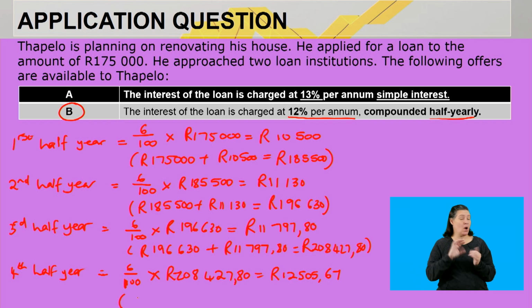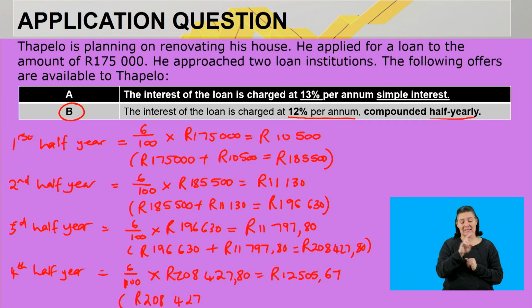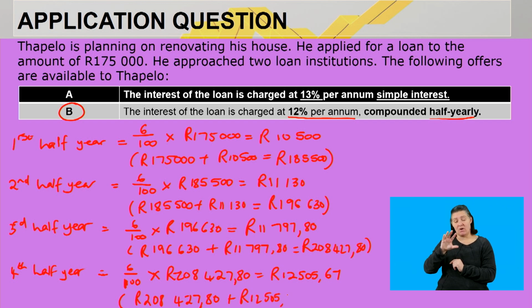Right, so what will happen now? I will take my 208,427 rand and 80 cents plus the interest of 12,505 rand and 67 cents. Let's add it together, 208,427 rand and 80 cents plus our 12,505 rand and 67 cents. So that will give us total amount payable, 220,933 rand and 47 cents.